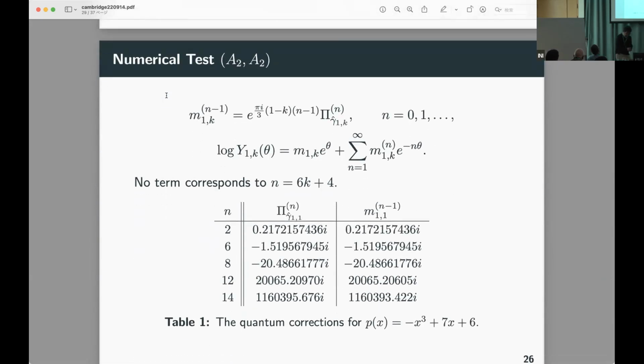And this is a numerical test of the y functions and the quantum period. The method I presented for the quantum period and the result from the TBA equation. So these values perfectly match by the two ways.